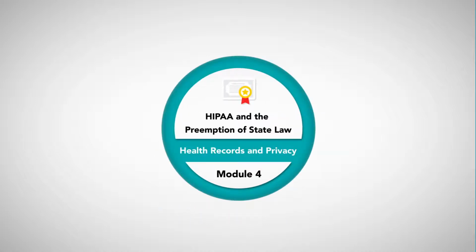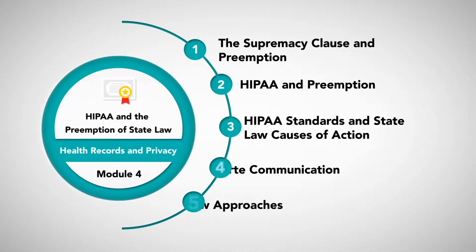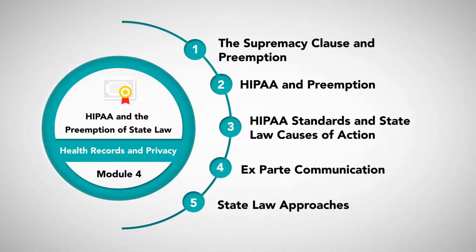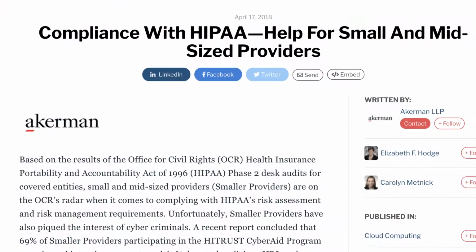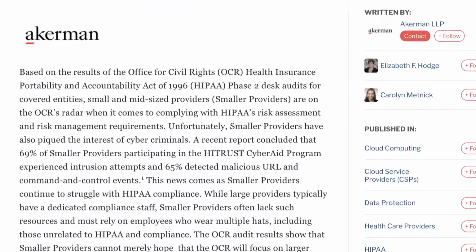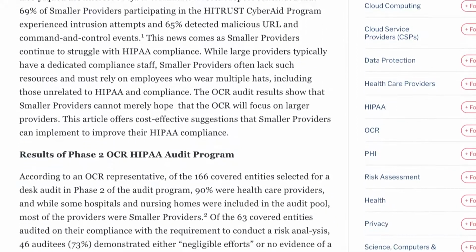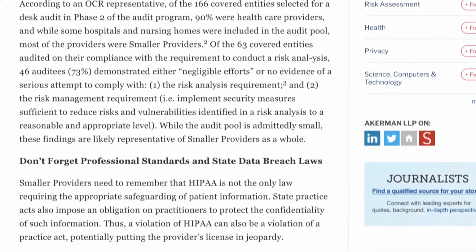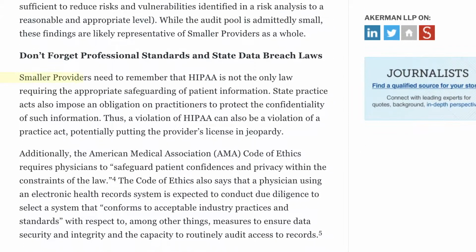Module 4. HIPAA and the Preemption of State Law. In an advisory release recently sent to clients that are healthcare providers, Ackerman LLP, one of the United States' largest law firms, cautioned, smaller providers need to remember that HIPAA is not the only law requiring the appropriate safeguarding of patient information. State practice acts also impose an obligation on practitioners to protect the confidentiality of such information.